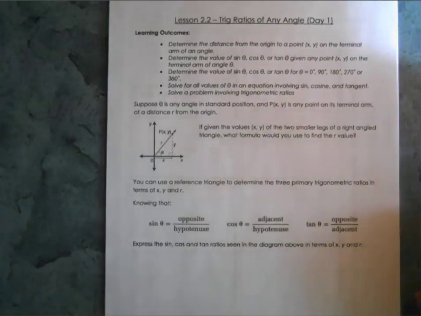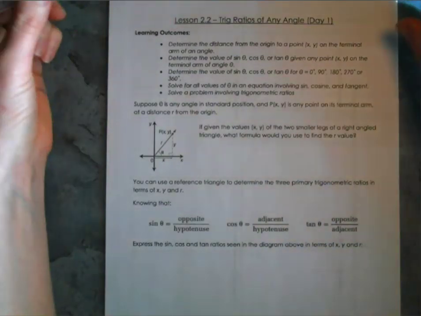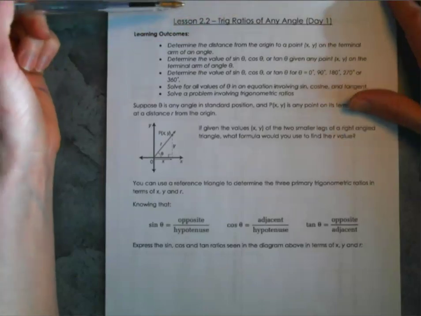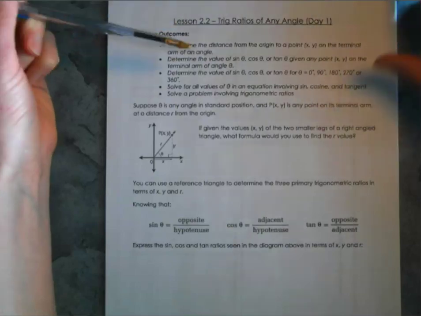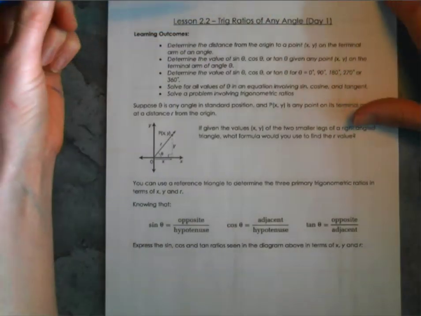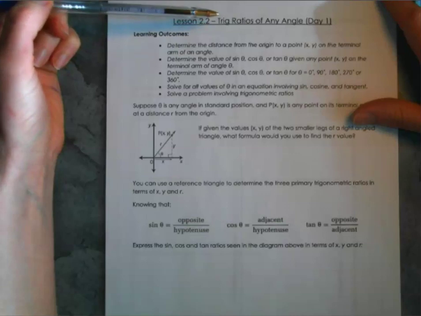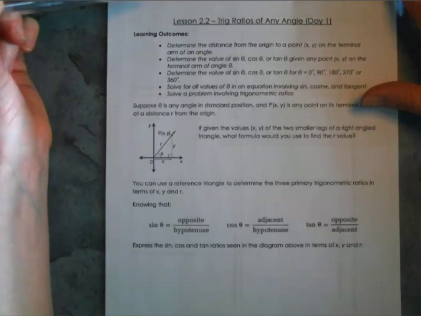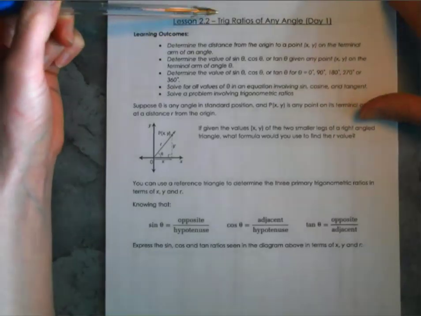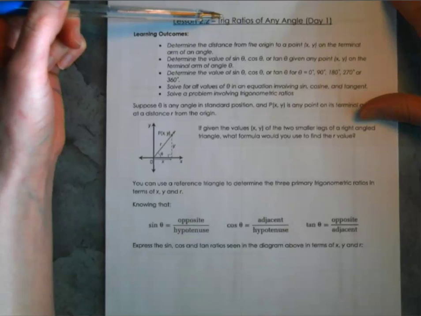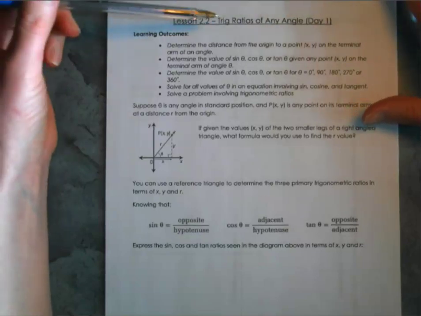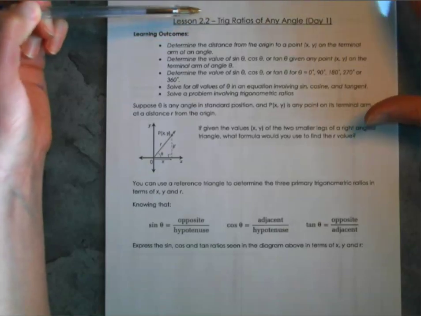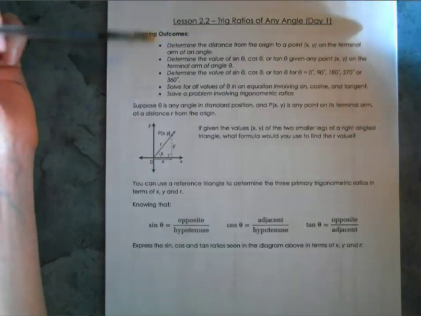Hello, 20-1 students. So today we're going to be looking at trig ratios of any angle. If you remember, the last lesson was divided into two parts, and we looked at angles in the standard position to start out with. Then in lesson 2, our last lesson, we looked at some cases of special triangles. These are triangles that form angles that have specific trig ratios that we can use to solve different types of problems.